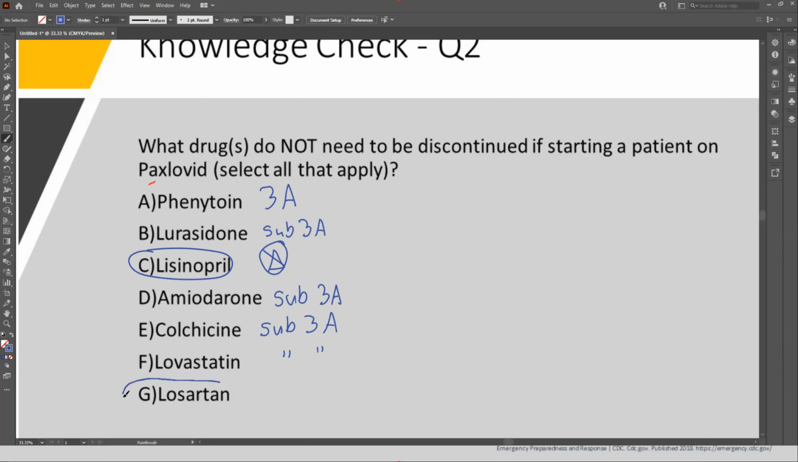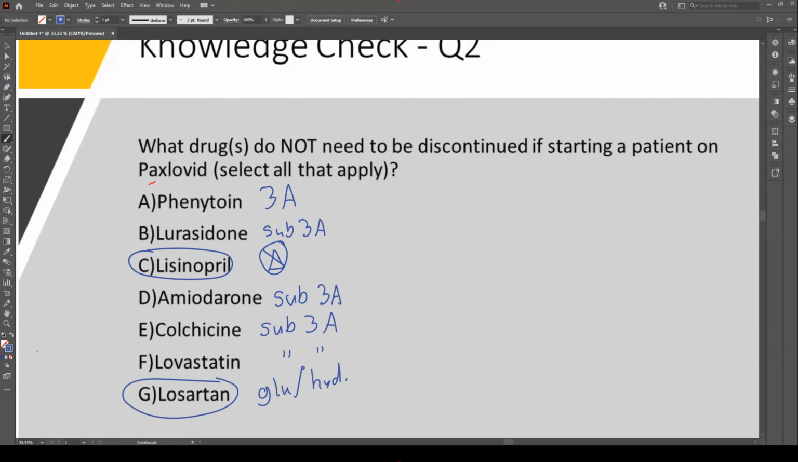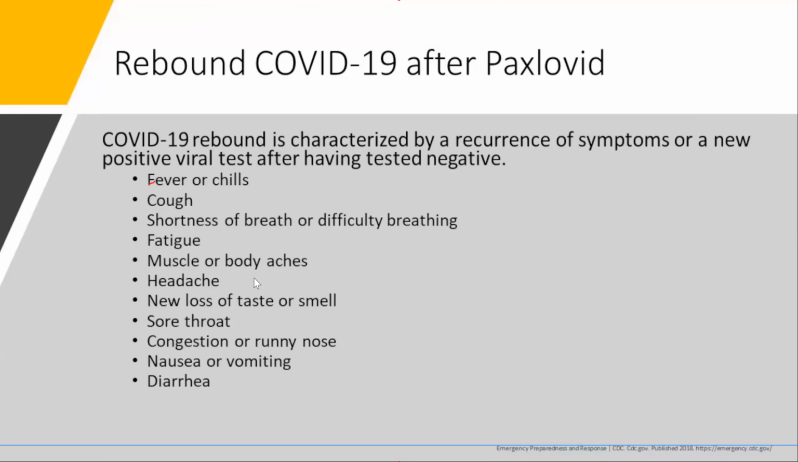Losartan, on the other hand, is not one of those medications. So C and G, like we mentioned, is correct. Both of these agents are appropriate to take with Paxlovid. Losartan, we have some glucuronidation and some hydroxylation as well. So we'll just abbreviate it like that. Fantastic. All right. So let's move on to our next segment. We'll learn a little bit more about rebound COVID-19 and some hypotheses for why this might occur.